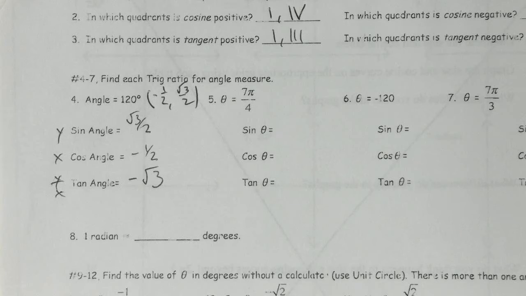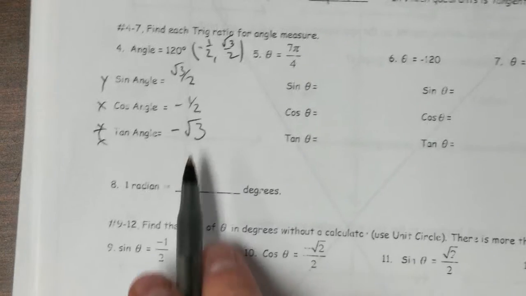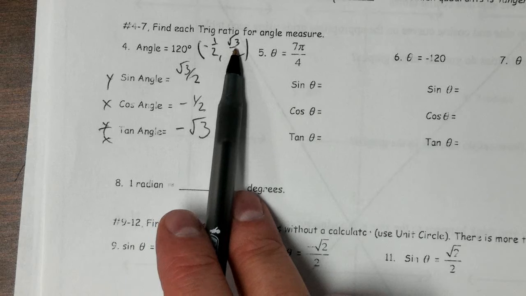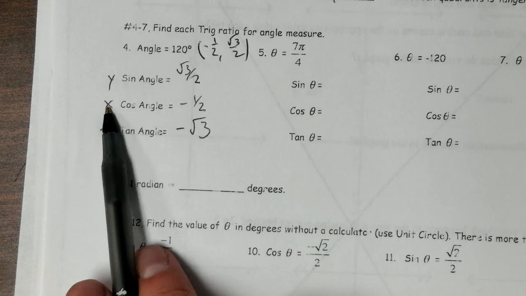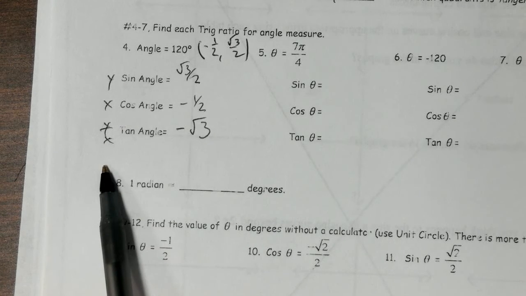Any questions? Yeah, so I wrote down my ordered pair, and then sine is y, cosine is x, tangent is y over x.